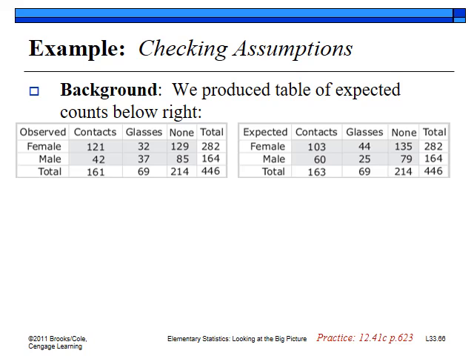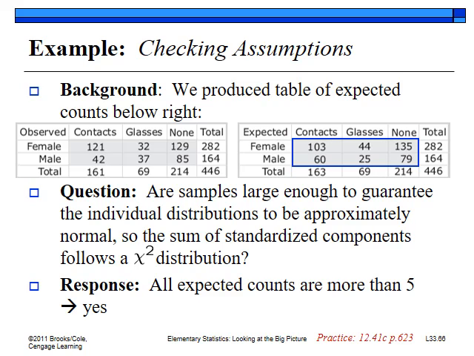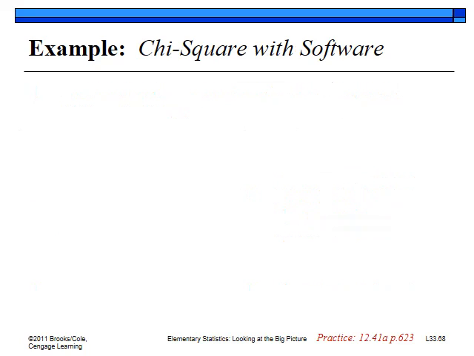Now remember, we also need to check and make sure that the chi-square distribution is appropriate. We need to make sure that these samples are big enough. And remember, the way to check that is to look at the expected values. They're all more than 5, so we are good to go.